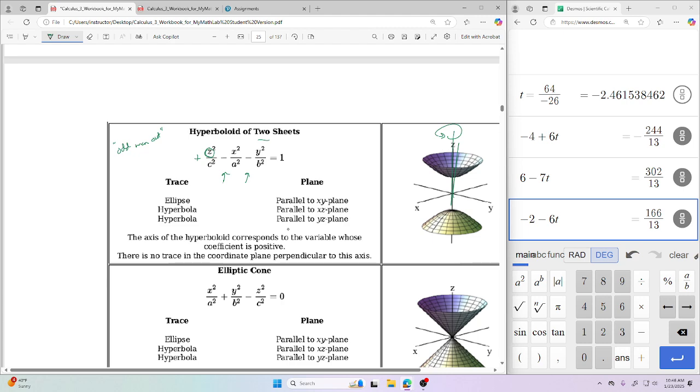The odd man is the axis. Yes, correct. That's the axis that we're spinning around. Yes, very good. That's right. Odd man out.